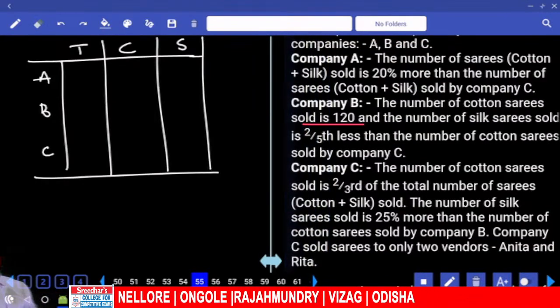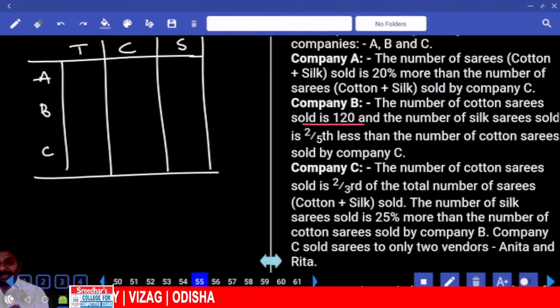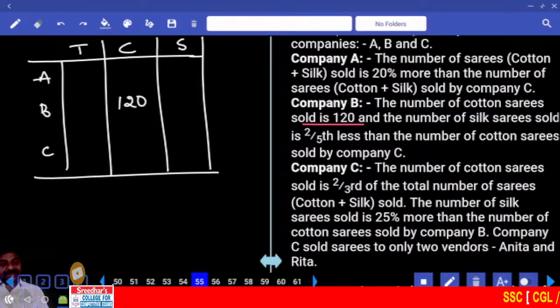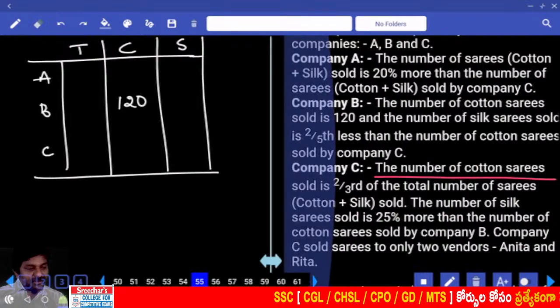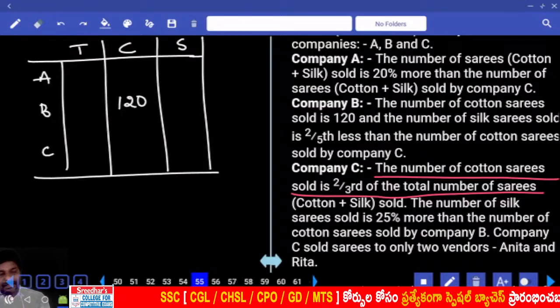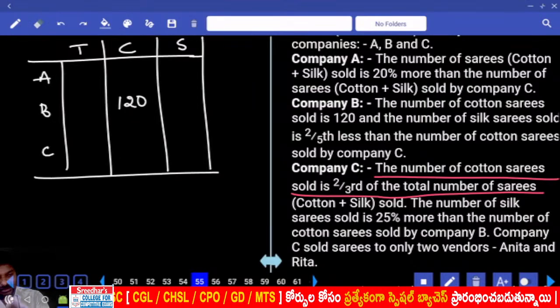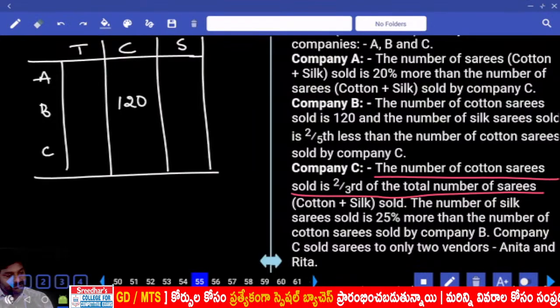In company B, there is a number 120, correct? That is the total number of cotton sarees sold in B, 120. Number of silk sarees sold is 2/5 less than cotton sarees sold by company C. Company C cotton, we don't know. Leave it. Company C, the number of cotton sarees sold is 2/3 of total number of sarees sold. If total is 1, cotton sarees are 2/3, then silk sarees will become 1/3.